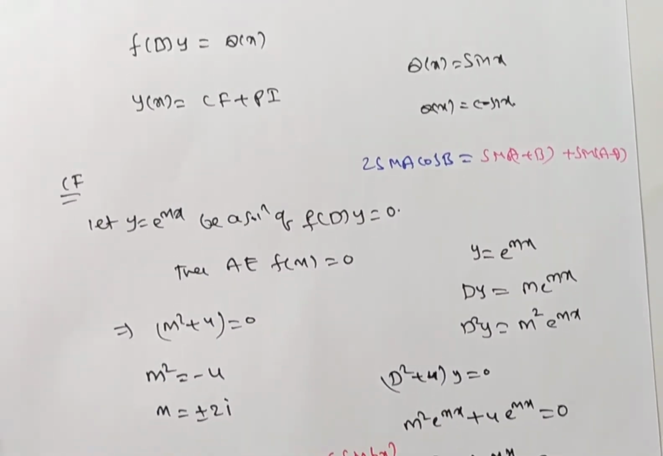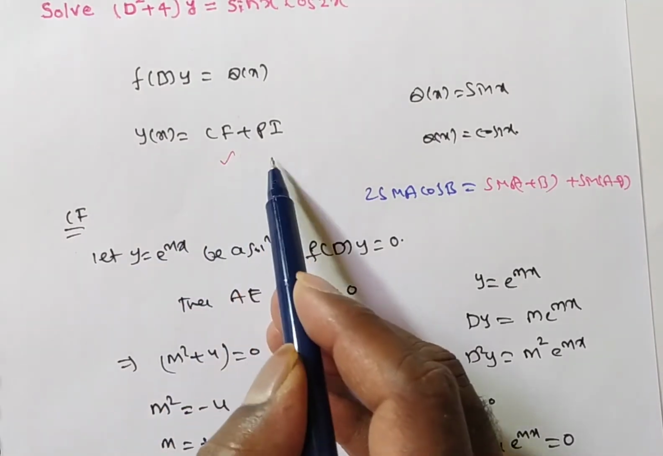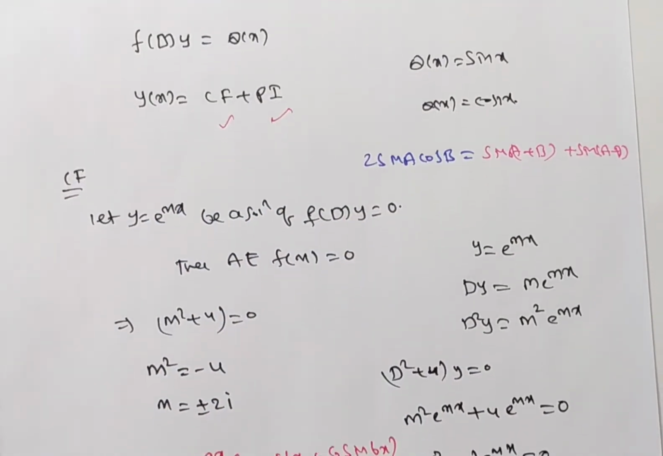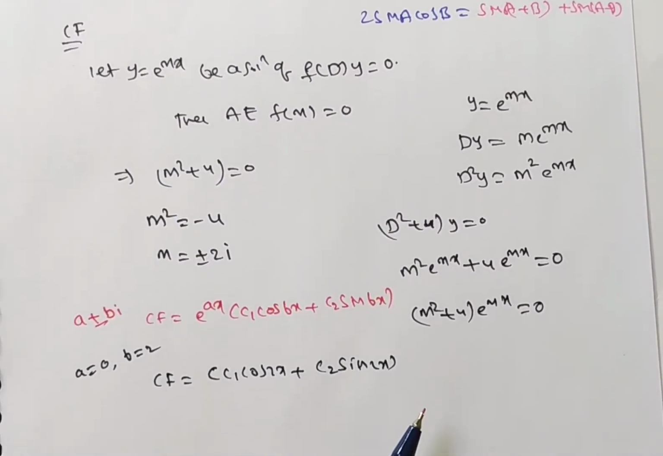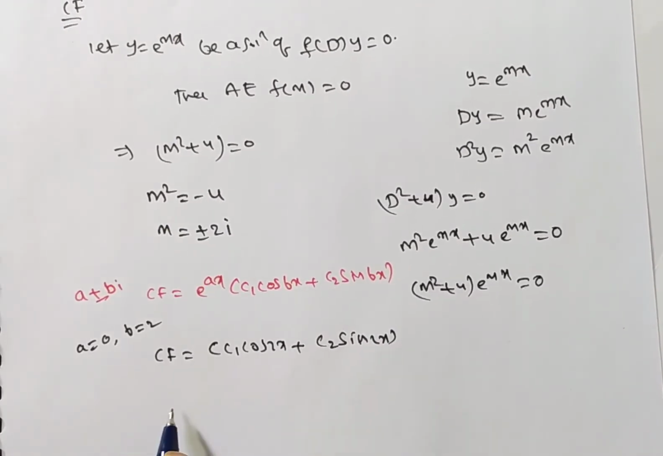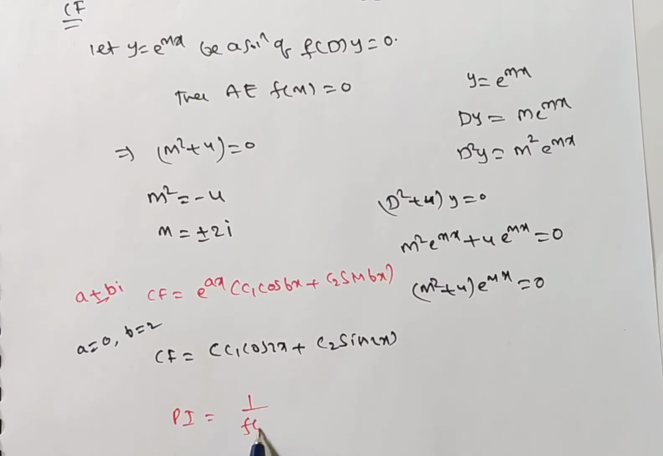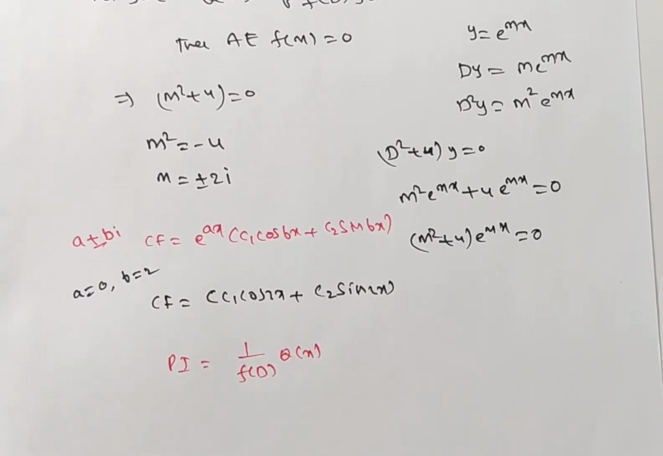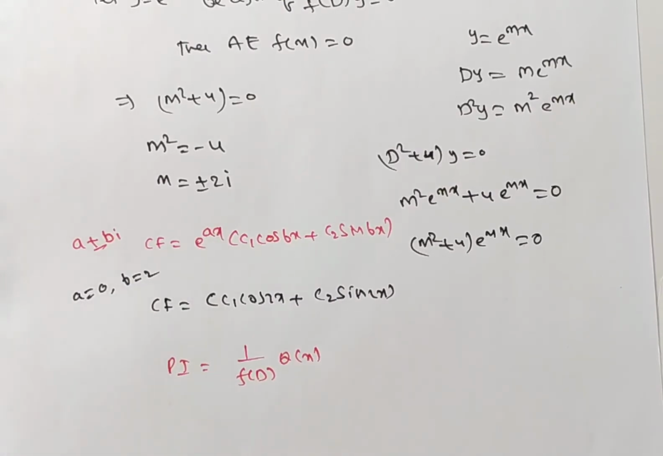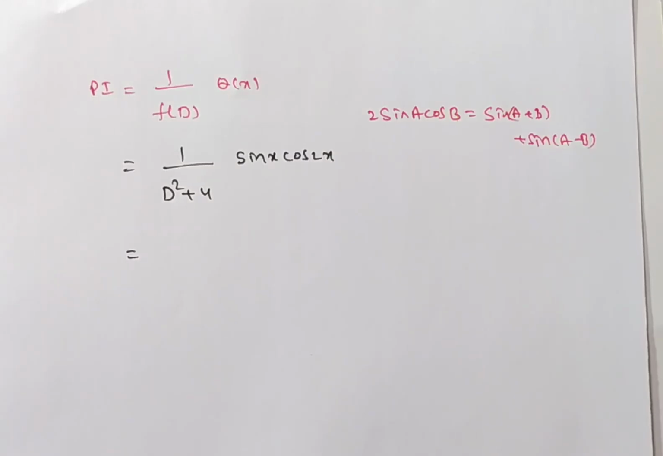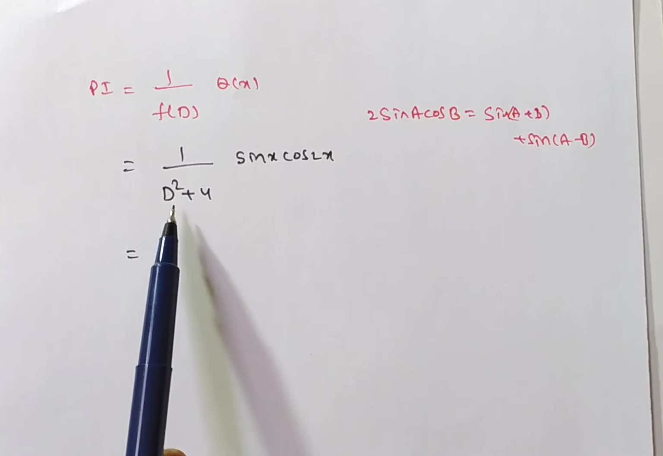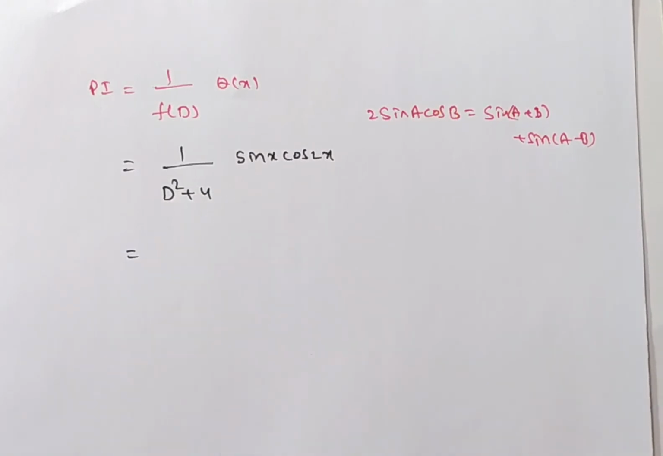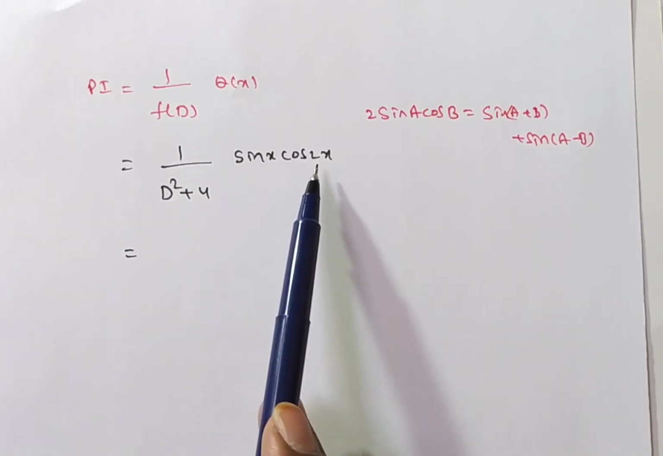Next, what do you have to find out? The complementary function is completed, so go for the particular integral. What we have for f of D into y equal to Q of x, the particular integral, we are denoting with 1 by f of D into Q of x. Here you observe, 1 by f of D is D square plus 4, into Q of x is sin x into cos 2x.